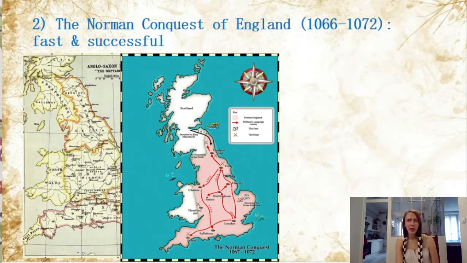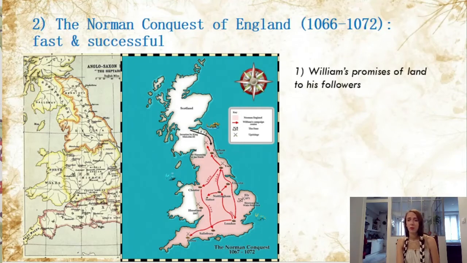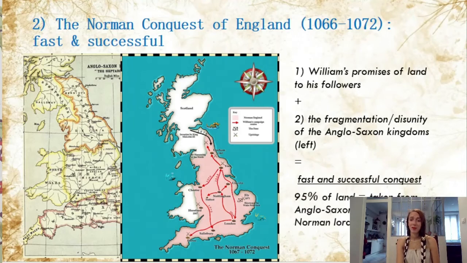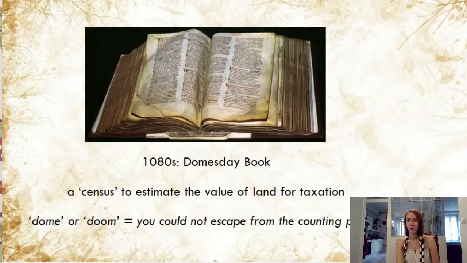What do we mean by that? Why successful? Well, to give you an idea of how successful that was, William's promises of land to his followers plus the fragmentation of the country led to around 95% of the lands being taken from Anglo-Saxon lords and given to Norman lords, Norman nobles.